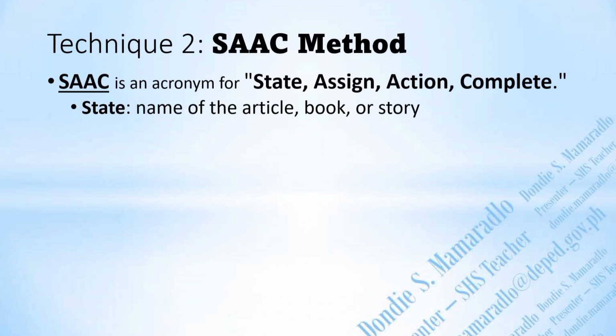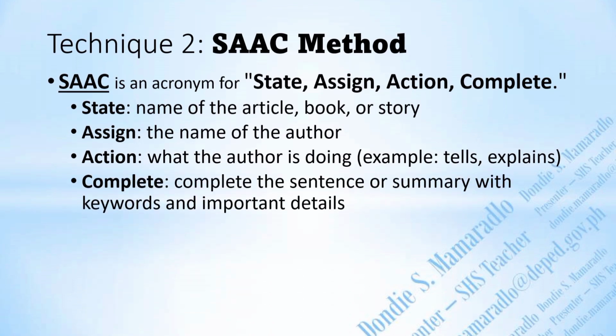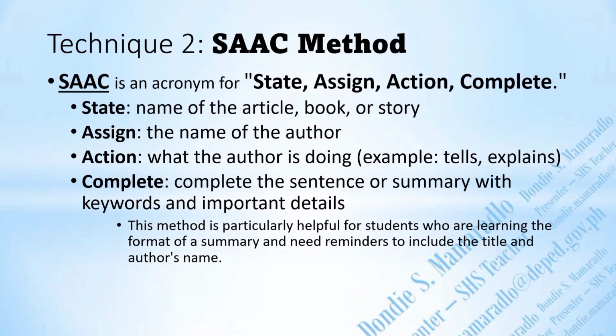State, the name of the article, book, or story. Assign is for the name of the author. Action is for what the author is doing. For example, tells or explains. And complete the sentence or summary with the keywords and important details. This method is particularly helpful for students who are learning the format of a summary and need reminders to include the title and author's name.